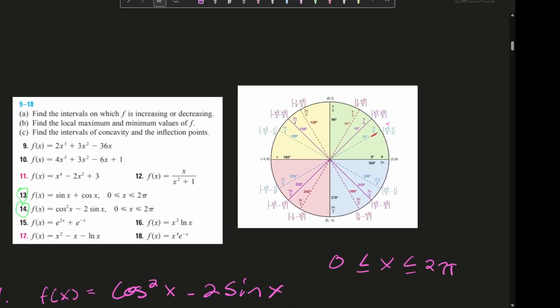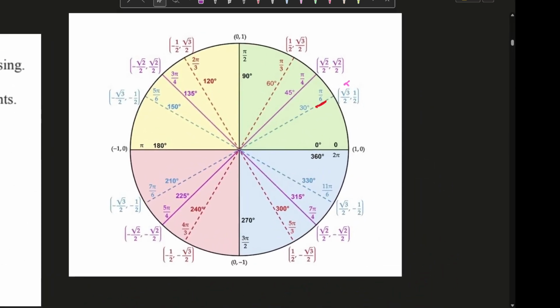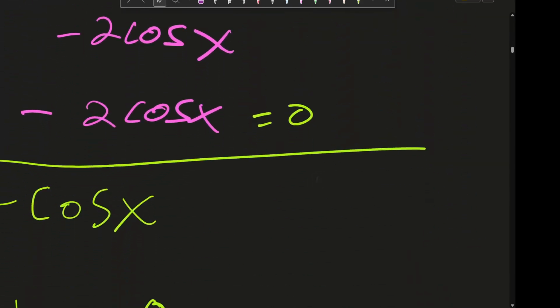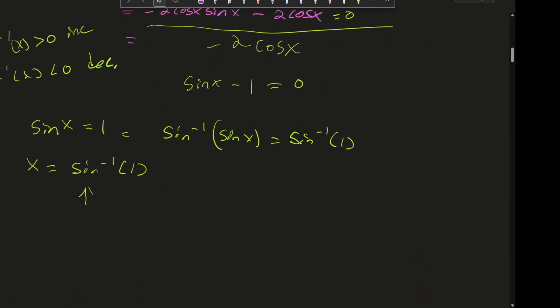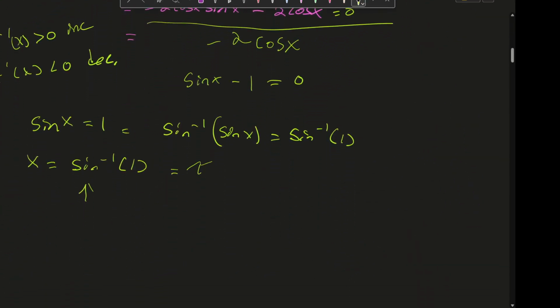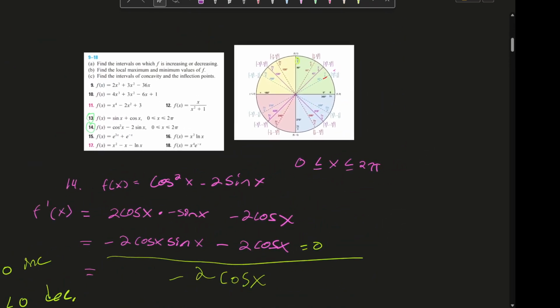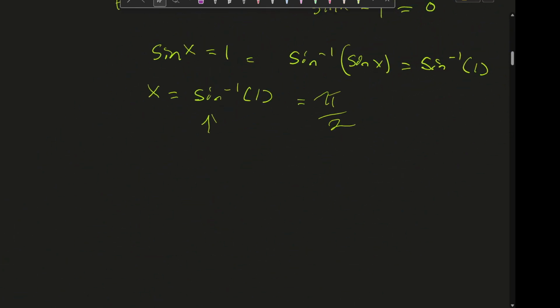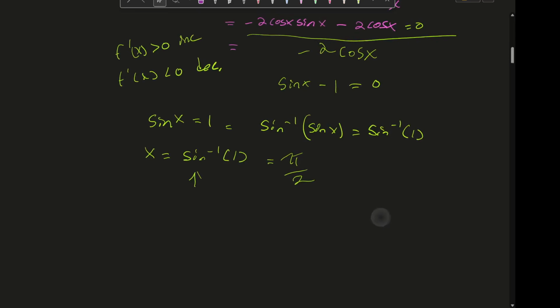So if you go ahead, look at your y coordinates. There's really only one place where you have a y coordinate of 1. Down here it's -1, and that's pi over 2 up here. So that's going to be pi over 2. And yeah, that's going to be your only critical point there, it looks like.